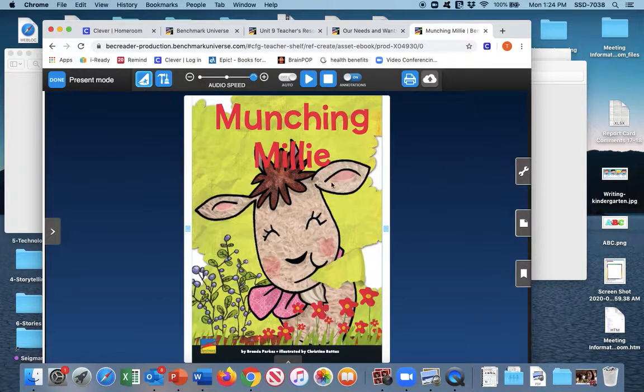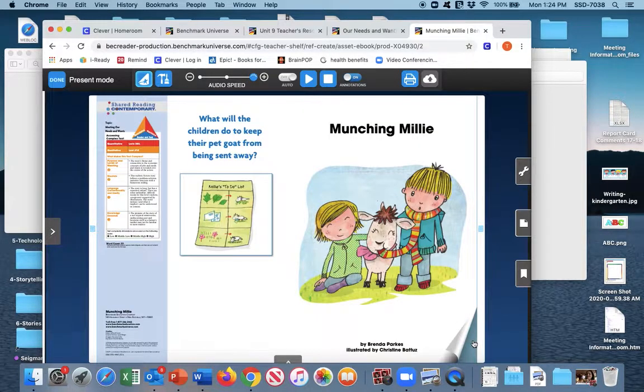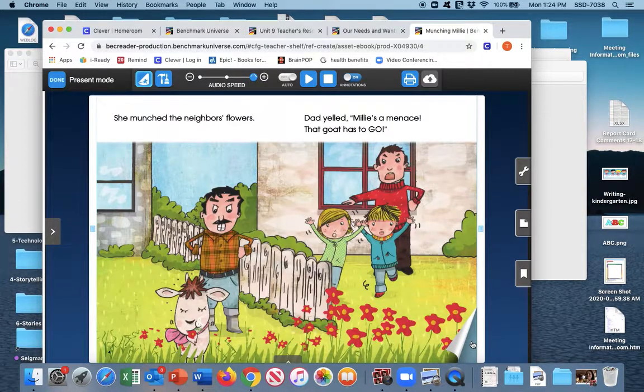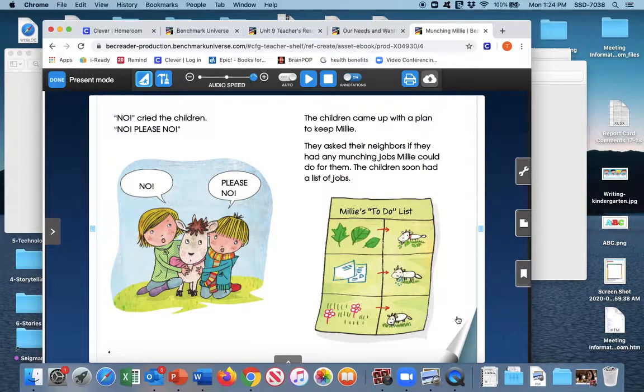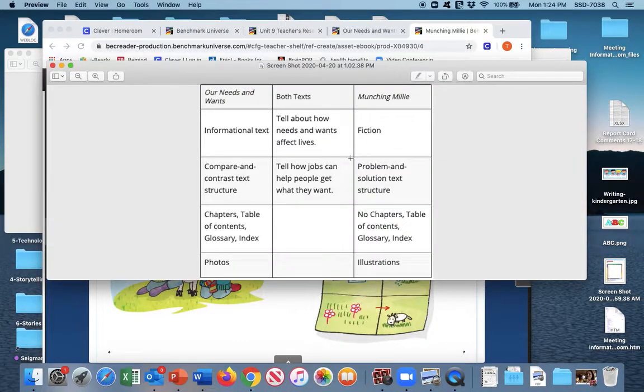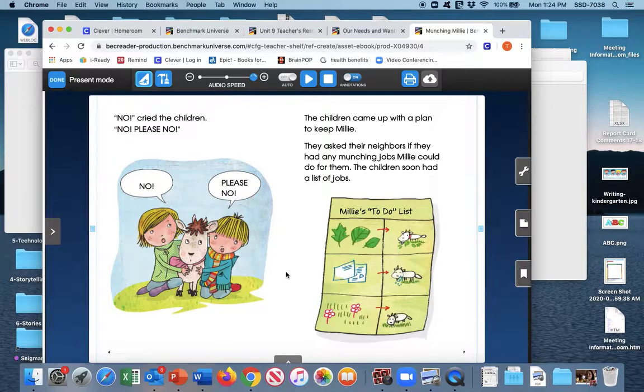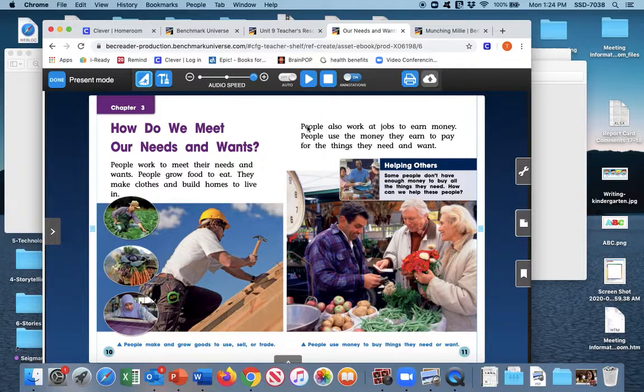In Munching Millie, we know that Millie needed to be given jobs in order to keep her from munching on things to get her in trouble. So this is another similarity between these two stories. So on our chart we write down, tells how jobs can help people to get what they want. So again, in this story, it allowed Millie to be able to stay with her family. And here it allows people to be able to buy the things that they need or the things that they want.